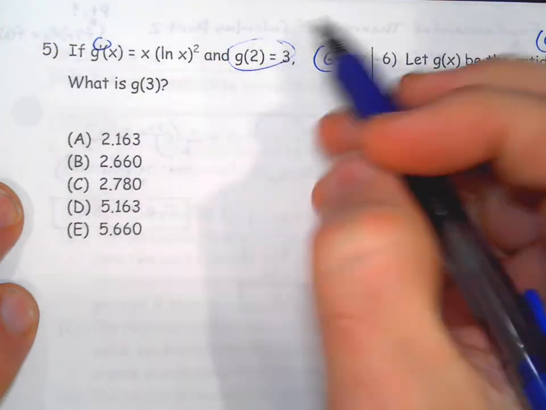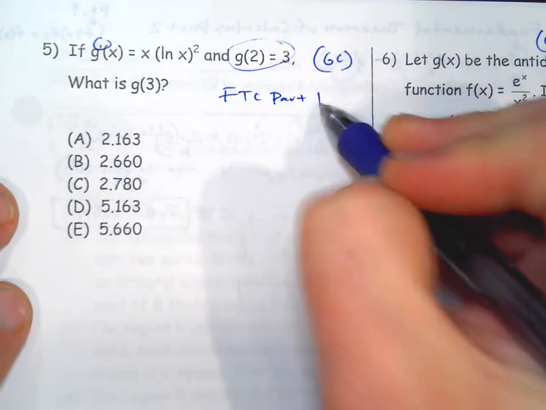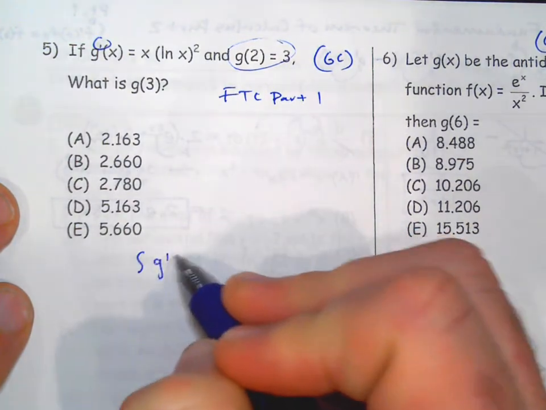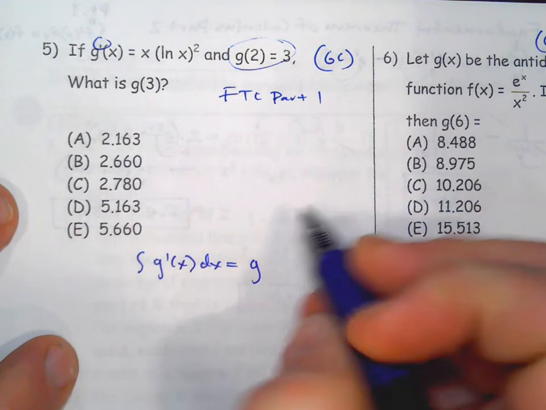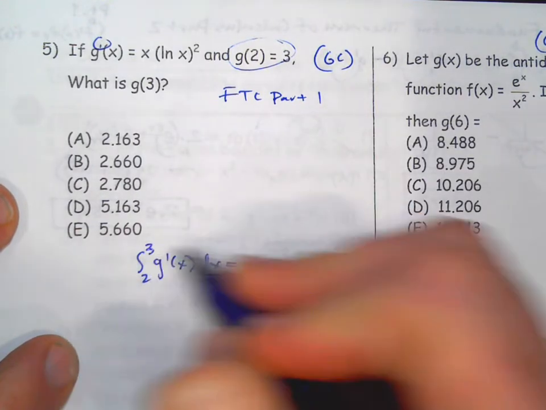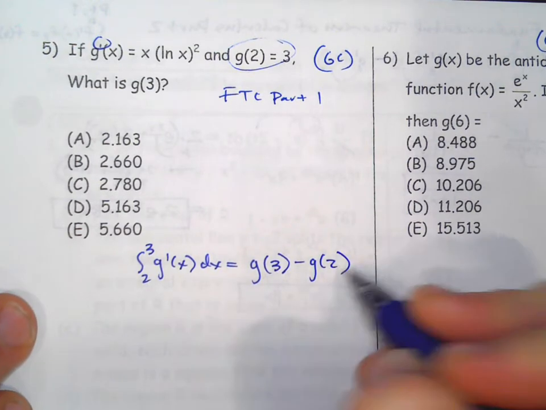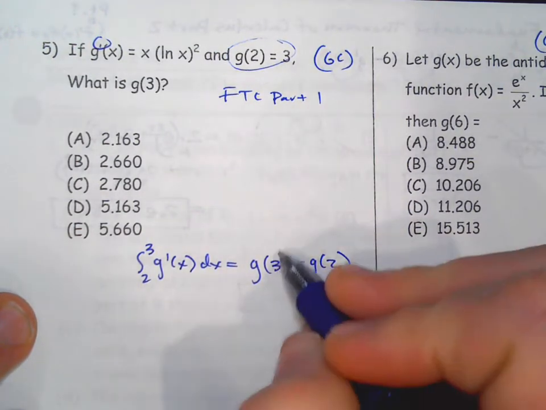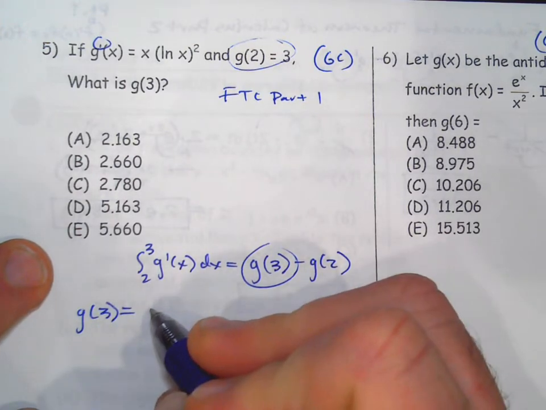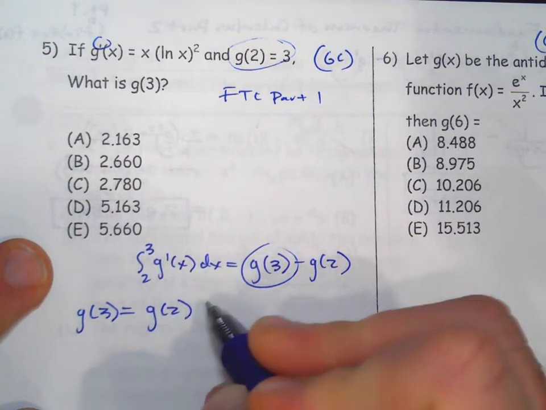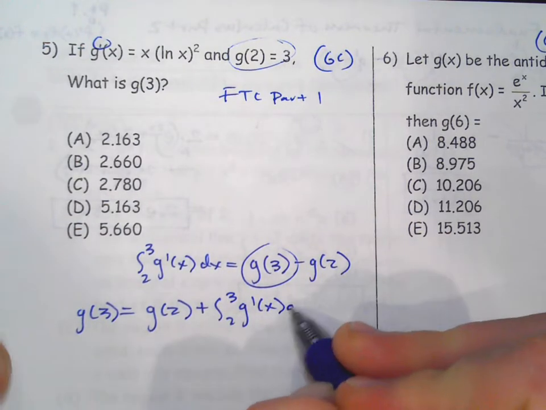So this is the derivative. We have another value. So this is fundamental theorem of calculus part 1, because if you integrate g prime of x dx, you should get g. Use the known and the desired values. I go smallest to biggest. And there you go, fundamental theorem of calculus part 1. Now we're looking for g3. So g3 equals g2 plus the integral 2 to 3 of g prime of x dx.